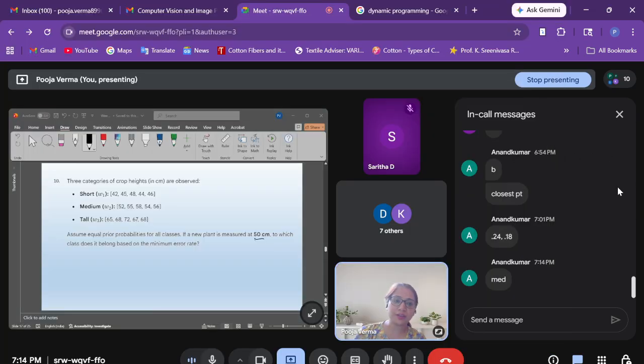So here three categories. Okay, Anand is saying it belongs to a medium category. Okay, we will see.